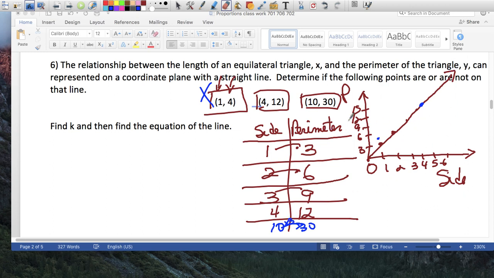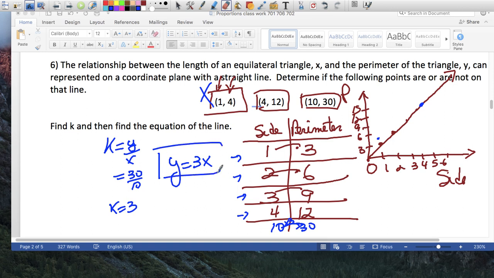So find the equation. I want you to take one of these points. I don't know, let's just pick 10 and 30. So k equals y over x, k equals 30 over 10, k equals 3. So the equation of my line would be y equals 3x. And that makes sense, right? It's 3 times whatever the side is. So that's that.